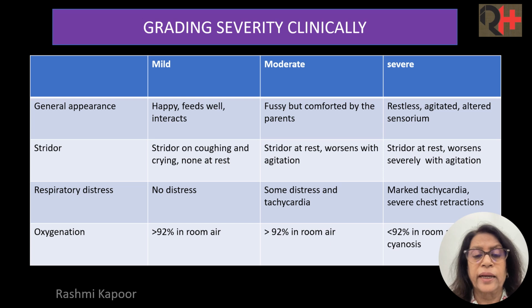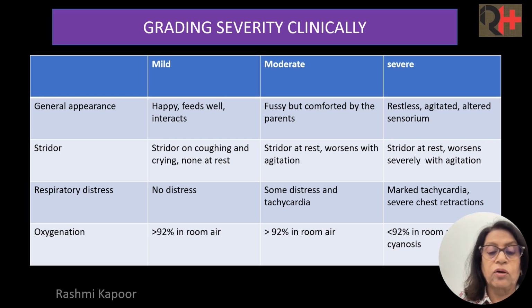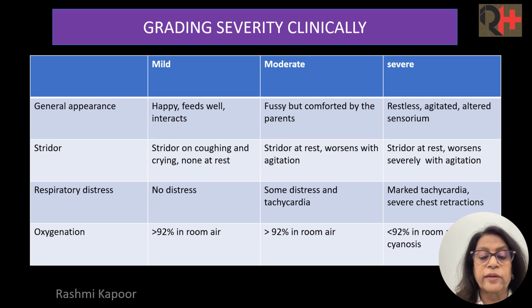Now, quickly you can grade severity clinically also into mild, moderate, and severe by taking the parameters general appearance, stridor, respiratory distress, which are all observed, and just plugging onto the monitor, checking the pulse oximetry, saturation, oxygenation. You can grade the group as mild if the child is happy, feeds well, and interacts with you and parents. If the stridor is there on coughing and crying but not at rest, and if there is no distress and oxygenation on room air is more than 92%, you can call it mild.